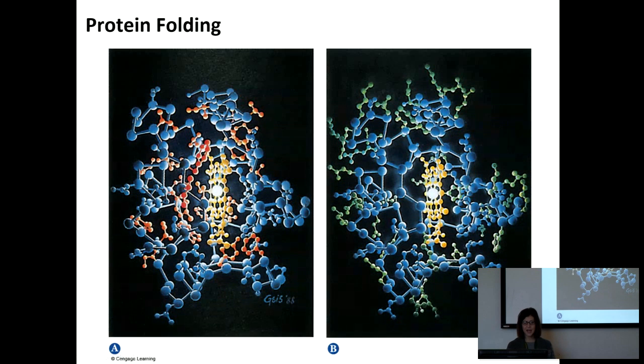So just to drive that point home, the orange or red ones are the hydrophobic side chains, and the green over here on the right are the hydrophilic ones. So you can see that the green are all on the outside, and the red are all on the inside.